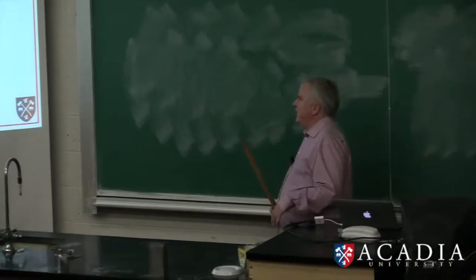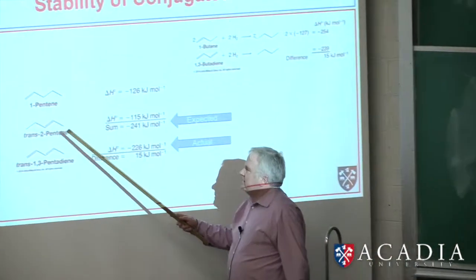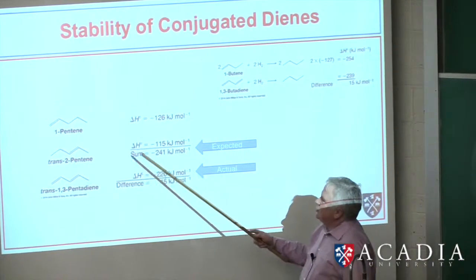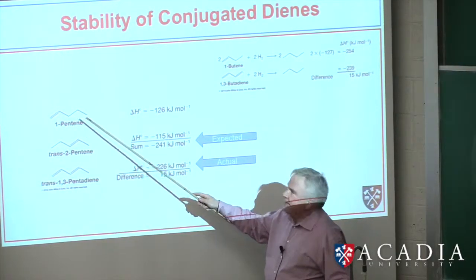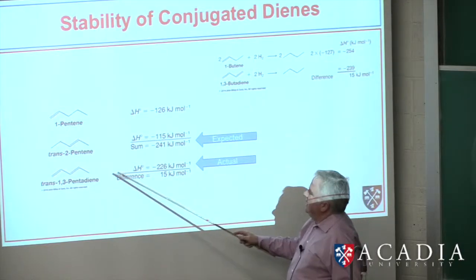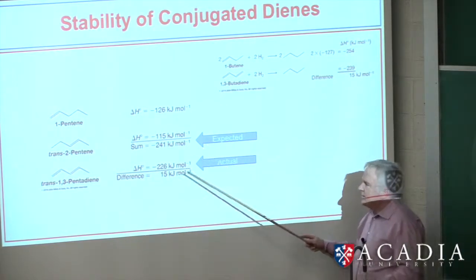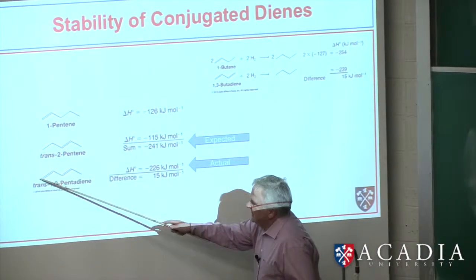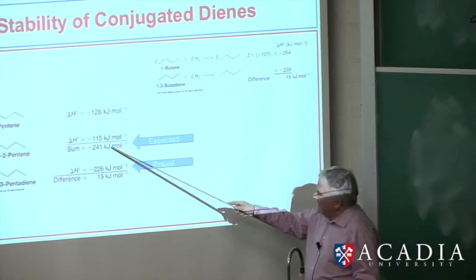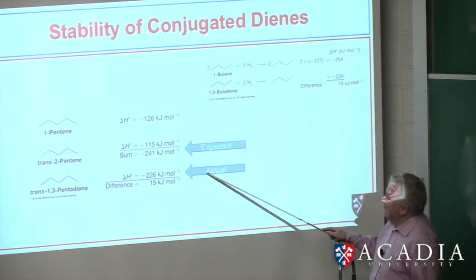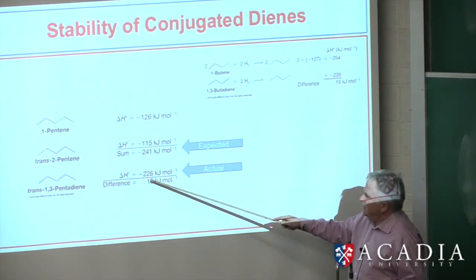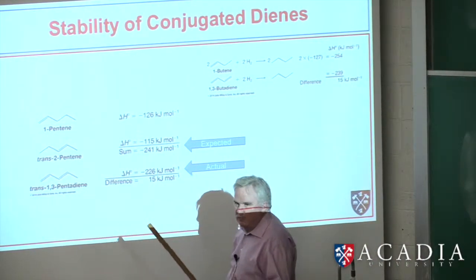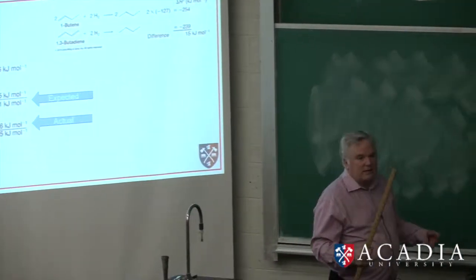We can do another experiment where we do a similar thing. We can hydrogenate 1 pentene and 2 pentene, and we get 2 molecules similar to the last experiment we just did. And then we can hydrogenate this. And again, similar system, we also find that we have 15 kilojoules more stability in this system. So this is the expected value if there were no stability, and this is the actual value that we get when we do the experiment. So there's a difference of about 15 kilojoules per mole. So these systems appear to be more stable than we might otherwise expect if they were isolated.